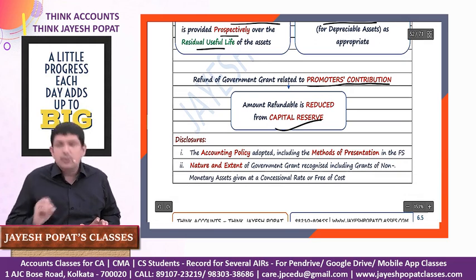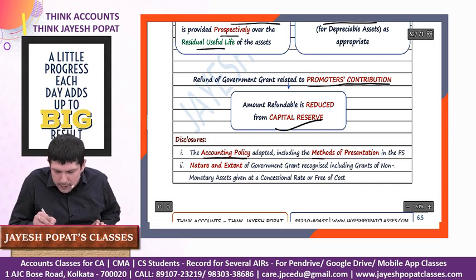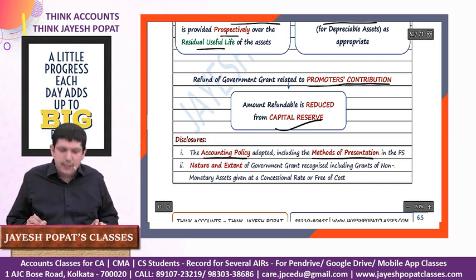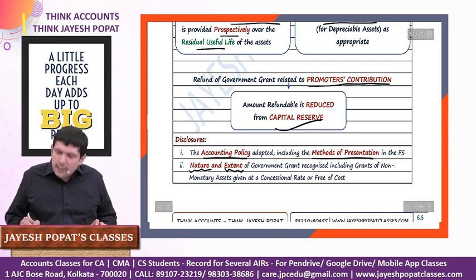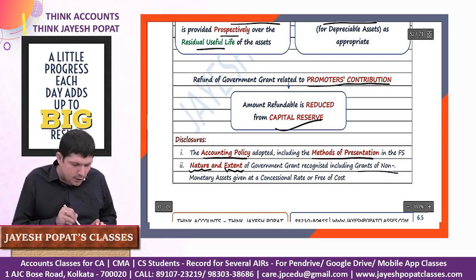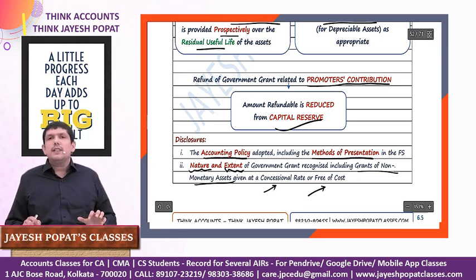Now, what disclosures do we need to make? We need to disclose the accounting policy in relation to government grant and the method of presentation of government grant in the financial statement, the nature and the amount of government grant recognized in the financial statement, including grants of non-monetary assets, either given at concessional cost or given free of cost.